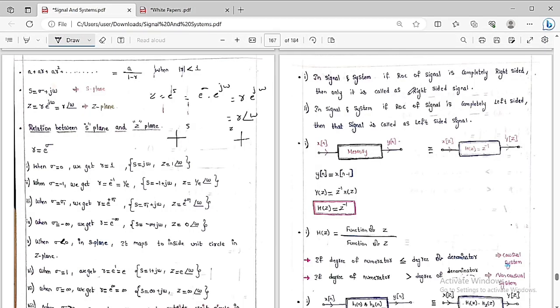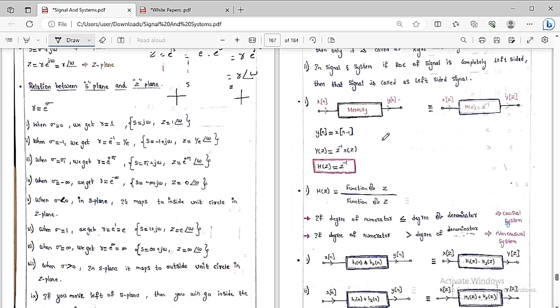If the ROC is toward the right side, it is a completely right-sided signal. If the ROC is left side, it is a left-sided signal. So this is what they have given in this statement. If the ROC of a signal is completely right-sided, then only it is called a right-sided signal. If the ROC of the signal is completely left-sided, then the signal is called a left-sided signal. Now let's go for another point.